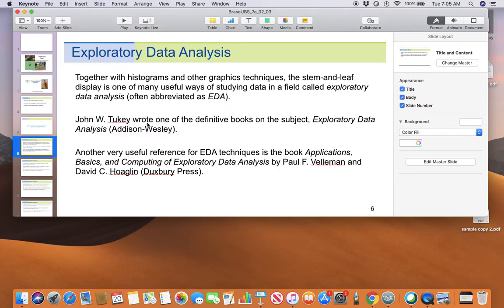John Tukey wrote one of the definitive books on this subject, Exploratory Data Analysis, published by Addison Wesley. Another very useful reference for EDA techniques is the book Applications, Basics and Computing of Exploratory Data Analysis by Paul F. Velleman and David C. Hoaglin, Duxbury Press.